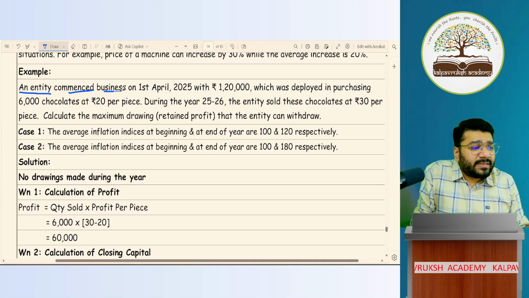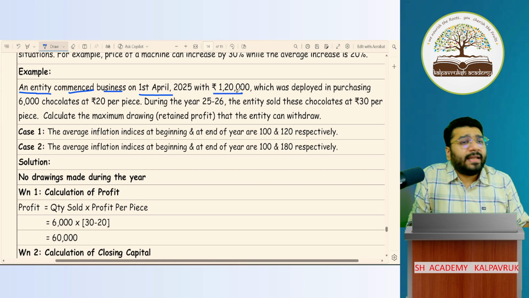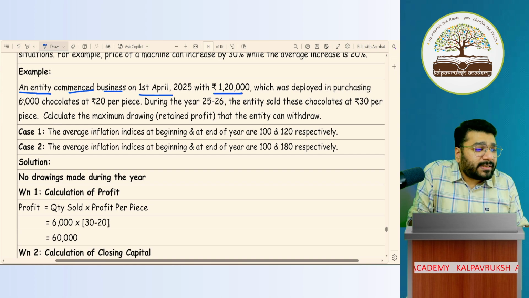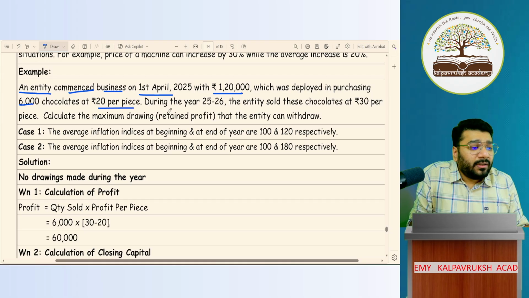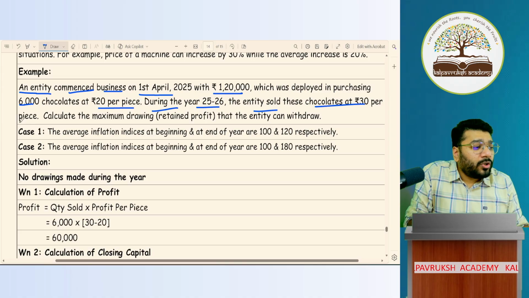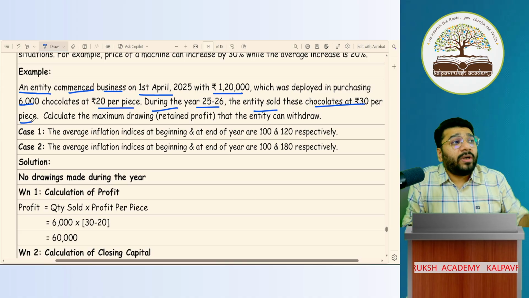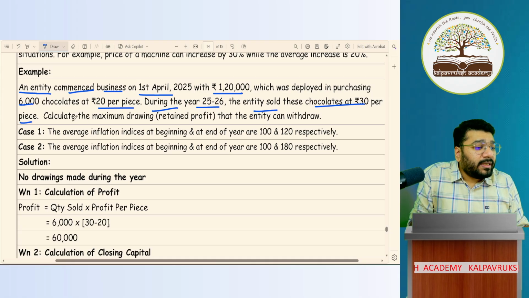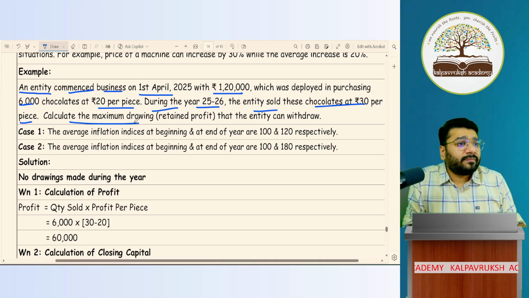An entity commenced a business on 1st April 25 with 1,20,000 as capital. With this capital, we purchased 6,000 chocolates at 20 per piece. During 25-26, the entity sold this chocolate for 30 rupees per chocolate. So what is the profit per chocolate? 10. What is the total profit? 60,000. Same, calculate the maximum drawings.